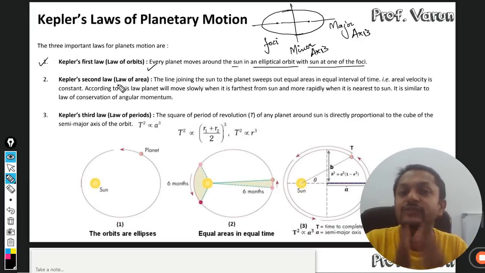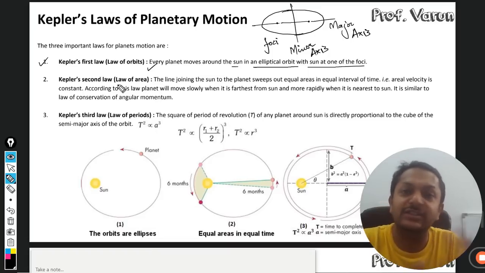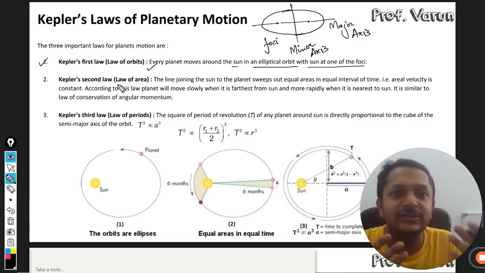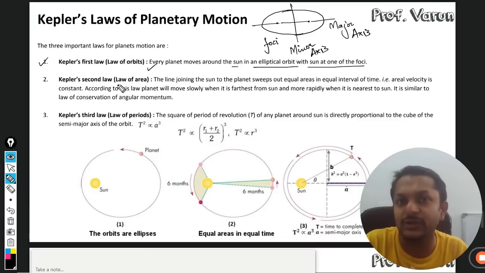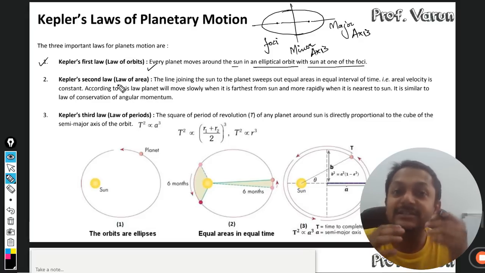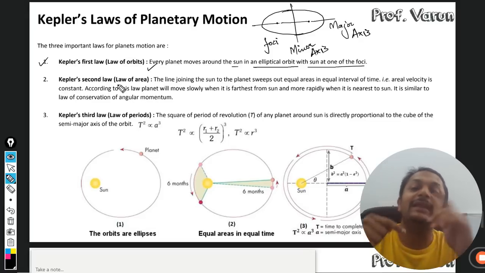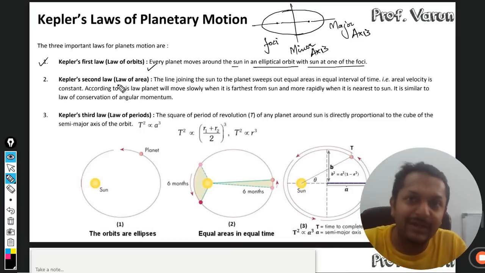Every planet moves around the sun. In those years, there was a notion that the earth is flat and the sun is moving around the earth, and all those kinds of notions existed at that time. So Kepler was the first person to tell people that yes, the sun is at the center of the solar system and planets are moving around the sun. That was the first surprising element in his theory.